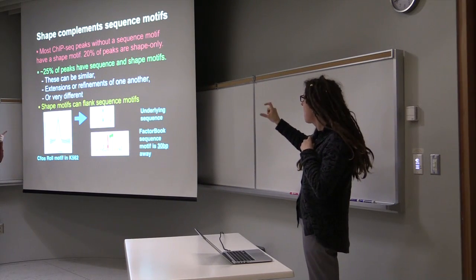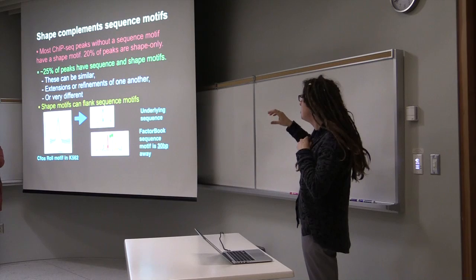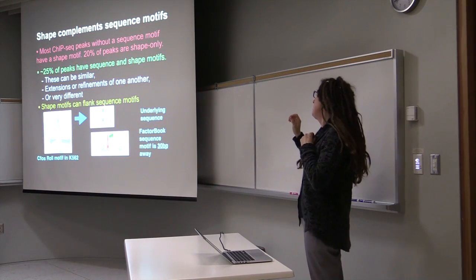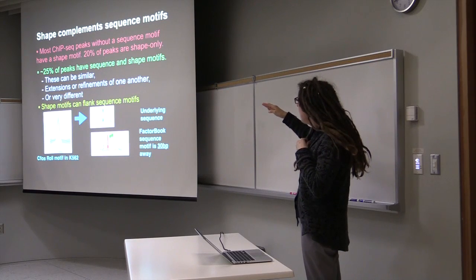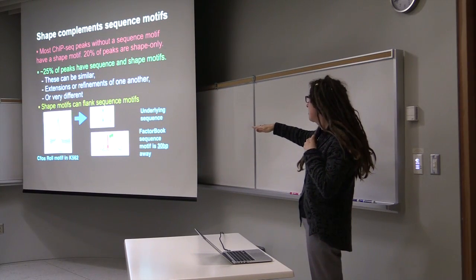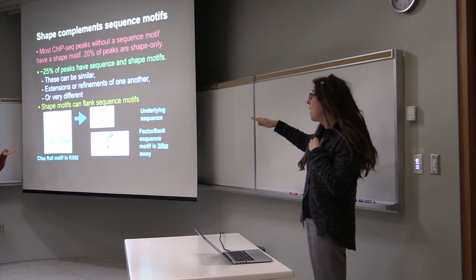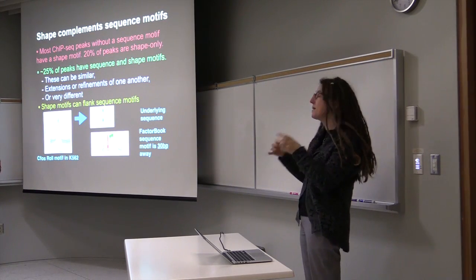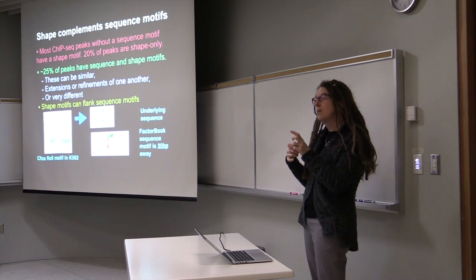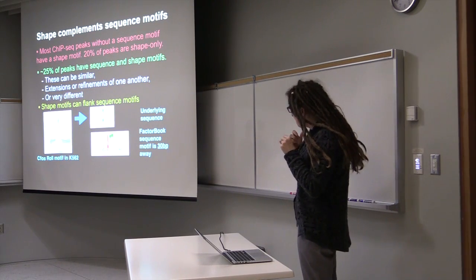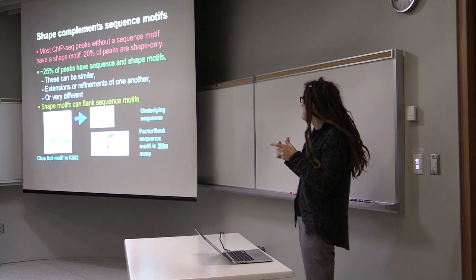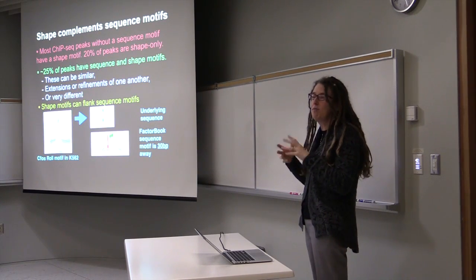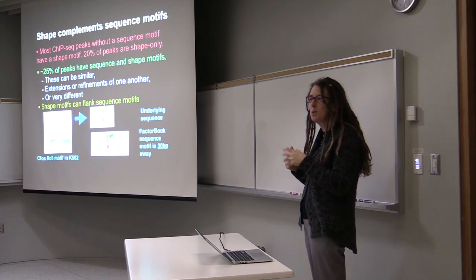So the instances have GGG, C, GGGGG, almost exclusively, but not totally. And it doesn't match the sequence motif. However, these tend to co-occur in peaks with a fairly conserved spacing of 30 base pairs. And we saw other examples with shorter spacing, like 3 or 5 or 15 base pairs for other transcription factors that have a shape and a sequence motif.